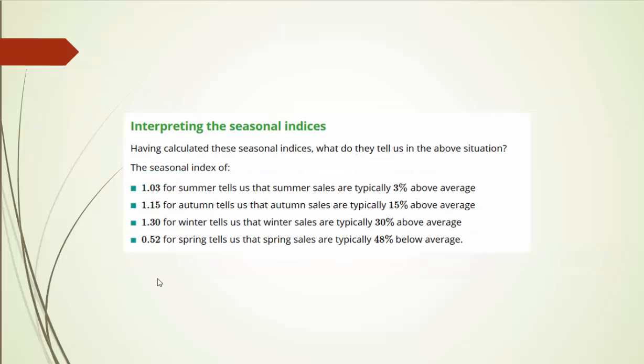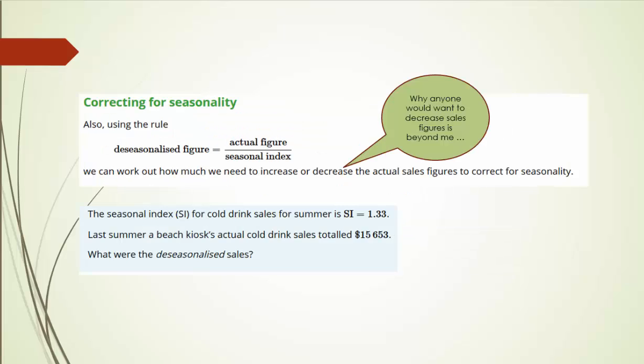What do these seasonal indices tell you? Well, as we know now, they're all above or below 1, and we can use that information regardless of how else we proceed. A number of 1.03 means that the summer sales are 3% above average. 1.15, 15% above average. And the last one, by the way, 0.52, which is 48% below average. So you can always use that information to start in analysing your purchase figures or your sales figures.